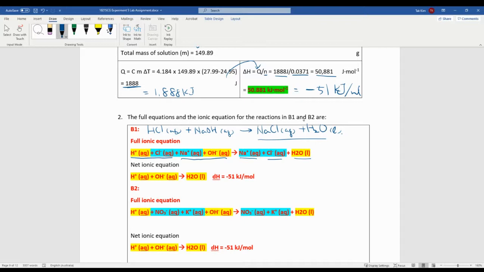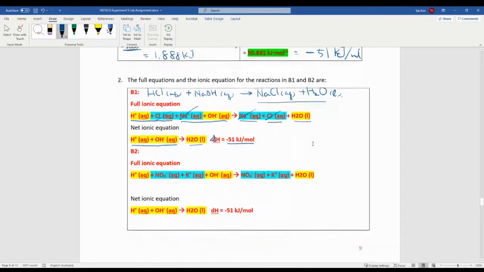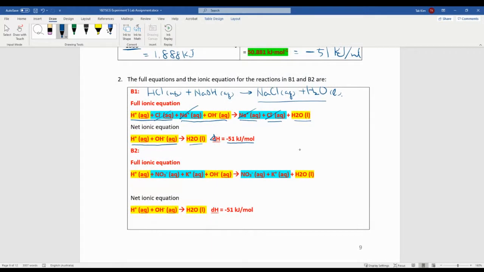And then the net ionic equation over here should be one without any spectators. So you just need to cancel the same ones. So for B1, you can cancel Cl minus as well as Na plus. So the net ionic equation will be acid and base making water. And then the change in enthalpy was about minus 51 kilojoules per mole.